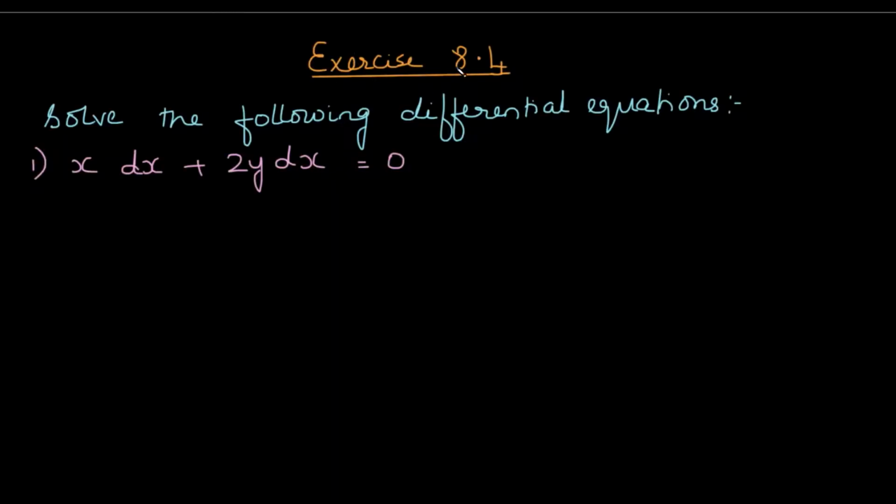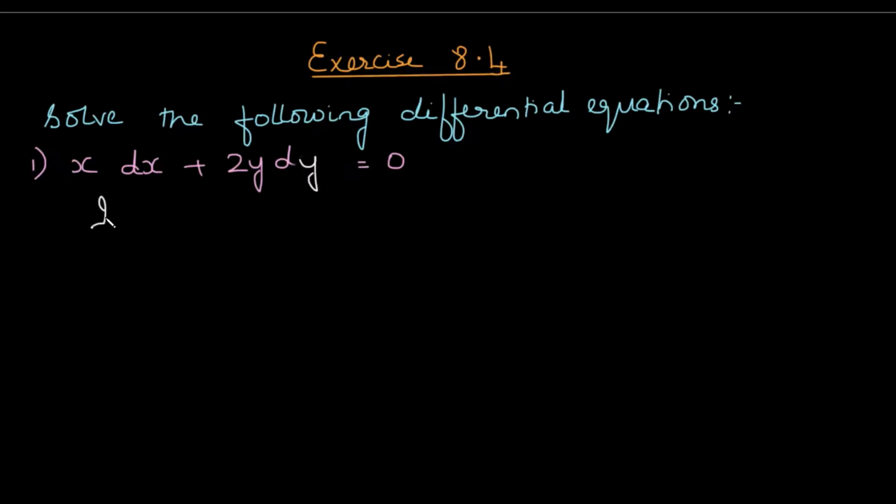We begin with exercise 8.4 now. The question is, solve the following differential equations. The first one, x dx plus 2y dx is equal to 0, they have given. Just correct that dx and put dy in this case. Now it's a correct question. The good news here is that for this particular question at least, we don't have to substitute or anything. We just integrate both the sides.